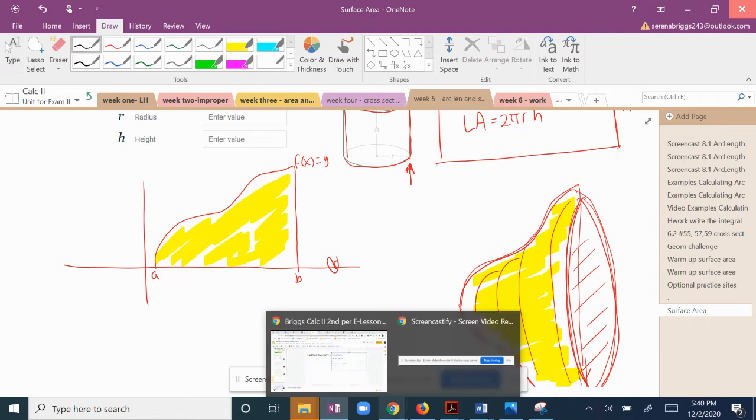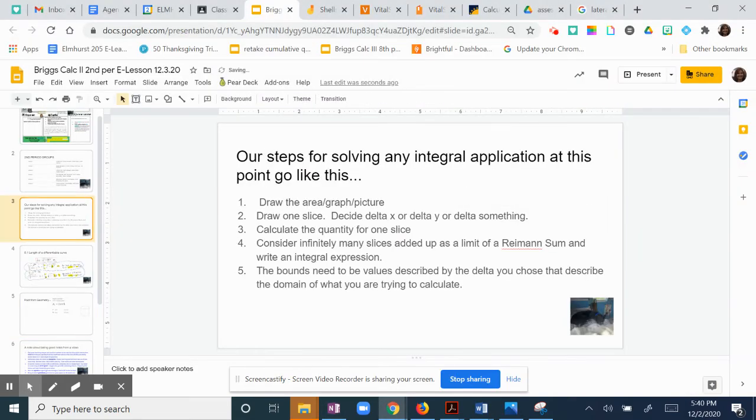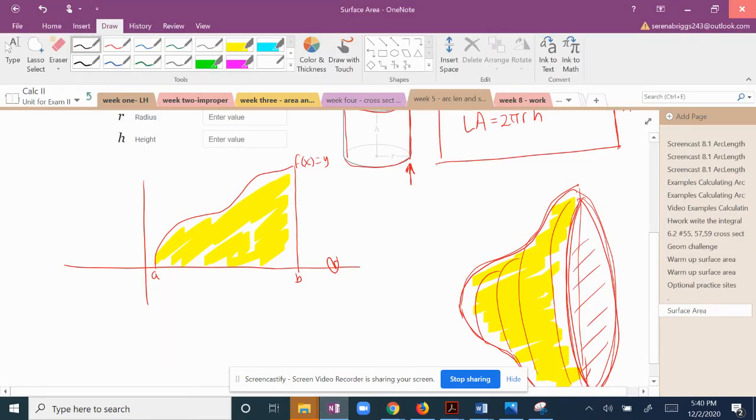Well, if we follow the same set of steps that we do all the time, we draw the area, imagine it, and slice it. We want to decide delta x or delta y, delta something, and calculate the quantity, which is surface area for one slice. So that's our goal right now. If we make a slice somewhere in here, it would have the x-axis on one side and this curve on the other. What I'm after is the area of revolution made by just this portion right here.